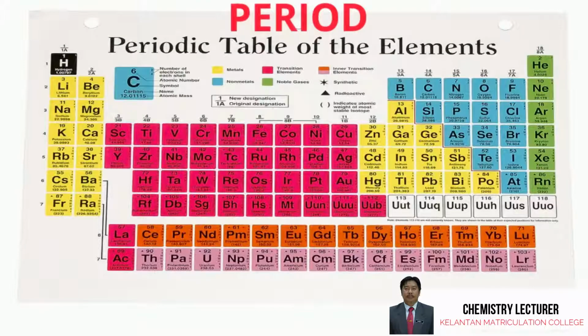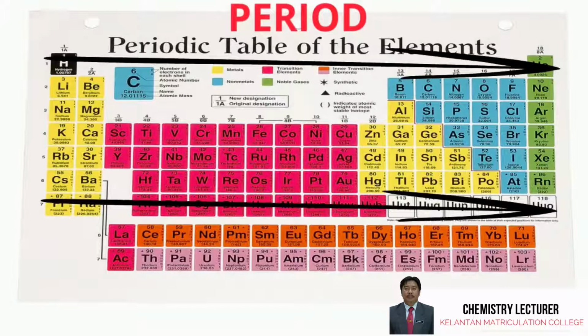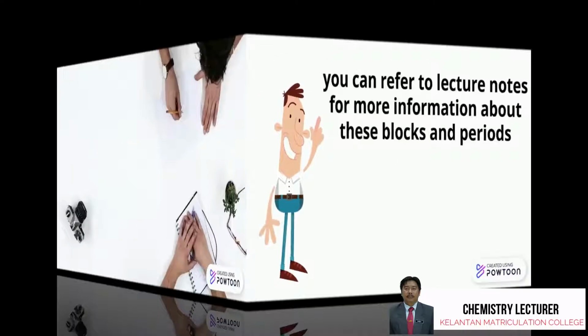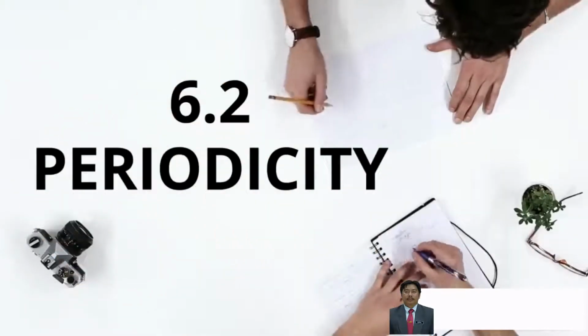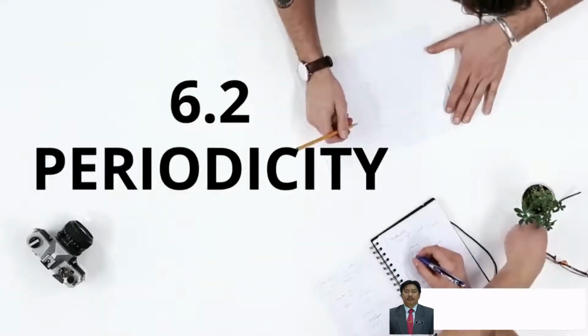A period is the name given to a horizontal row of the periodic table. The periodic table has 7 periods, numbered 1 to 7. Now, we are going to the next subtopic in chapter 6, which is 6.2 periodicity.